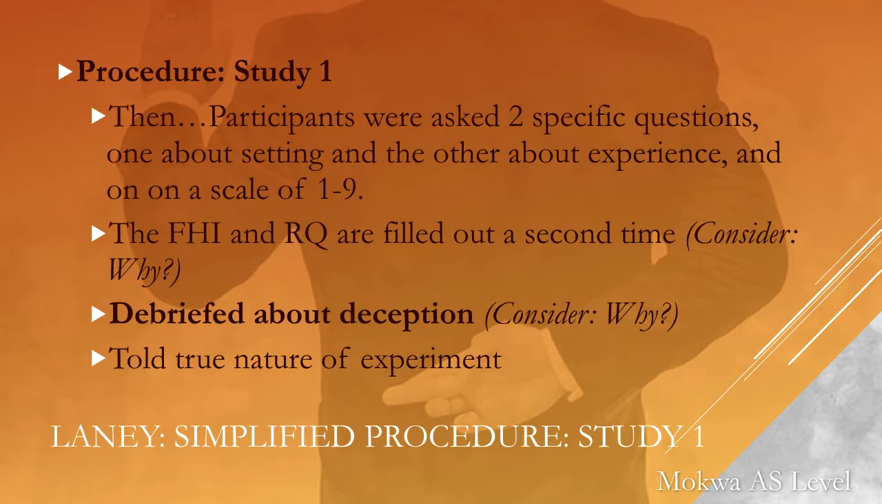But here's where it gets really important. They fill out the FHI, Food History Inventory, and the RQ a second time, the restaurant questionnaire. This is super key, so please highlight or mark this. Why would you do that? Comparison.